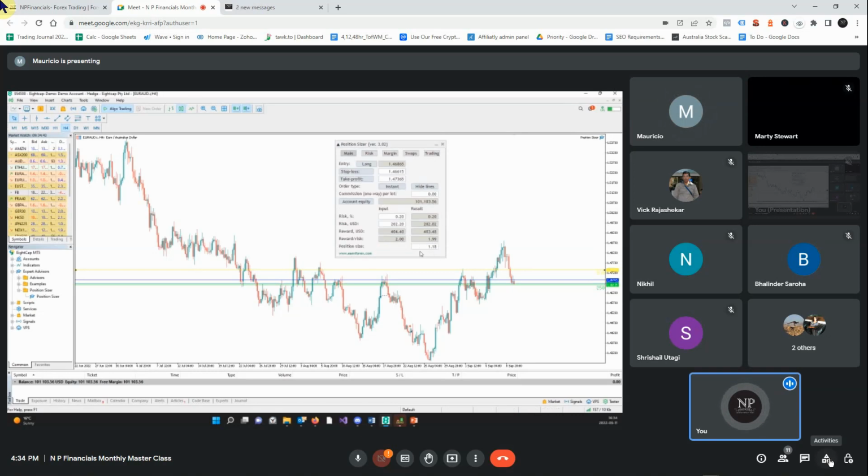Am I correct in saying that for a position size of 1.18 in Euro Aussie, it means $11.80 per point, per pip? No, it doesn't mean that. It's 1.18 because if we multiply it by 0.25, that's the position size. 1.18 is the position.